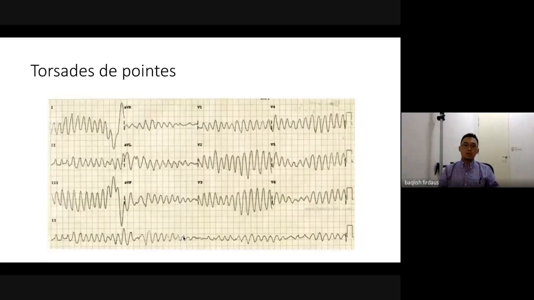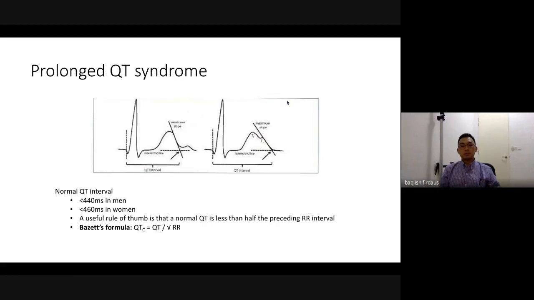Torsades de pointes, we call it. I forgot the term. It means there is a changing axis of the QRS complex. Sometimes it's positive, sometimes it's negative, like a party spiral. Sometimes when you do a birthday party, you take a ribbon and then you make a spiral. We call it a party streamer.